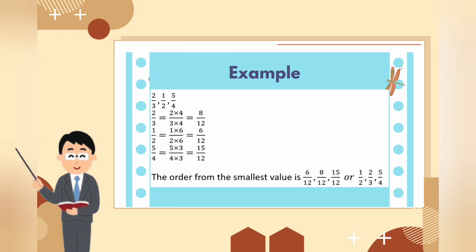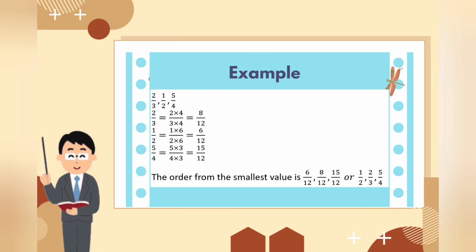Number 3, 5 divided by 4 equals 5 times 3 divided by 4 times 3. The denominator is 4, so it must be multiplied by 3 to become 12. If the denominator is multiplied by 3, then the numerator must also be multiplied by 3, equals 15 divided by 12.